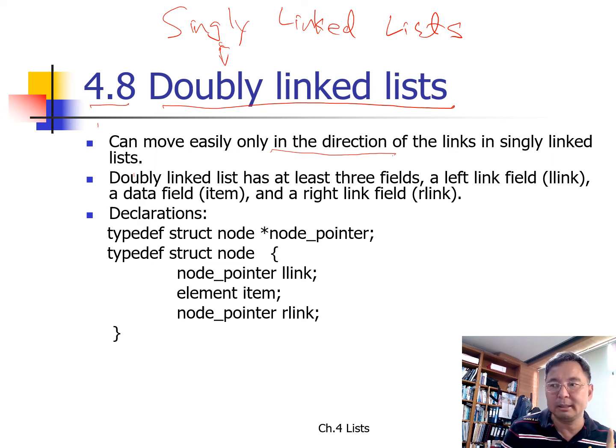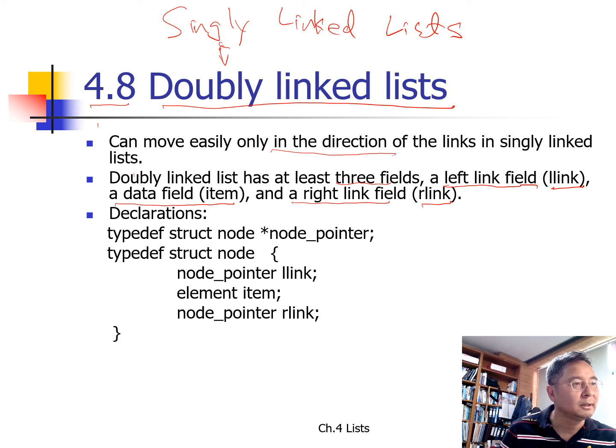But a doubly linked list provides moving in the left and right directions. So a doubly linked list has at least three fields. To point to the left, there is the left link field, called L link, the data field is item, and the right link field is R link.